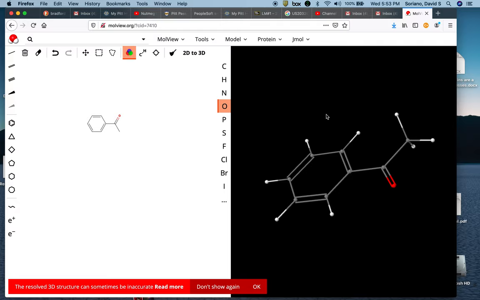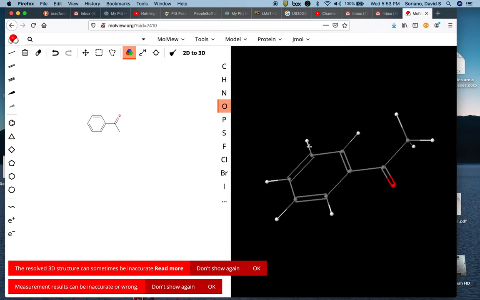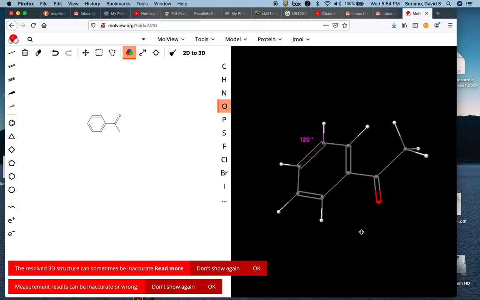Let's do bond angle. Jmol. Let's do the angle. One, this carbon. 120 degrees, planar. Those white atoms, hydrogens, are coplanar. That aromatic ring or benzene ring is a disc. What about this? Here, we'll clean this. How about this carbon oxygen? Let's do carbon, carbon, oxygen. Bond angle. Carbon, carbon, carbon.